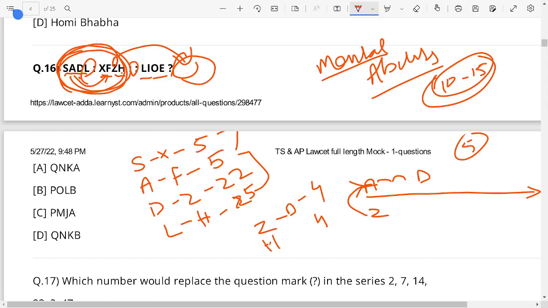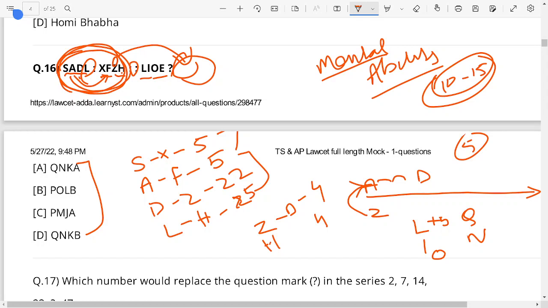So in the same way, if you look at LIOE, if we say L plus, what will be the next five letters? L, M, N, O, P, Q, right? We have Q here, and then we have I, J, K, L, M, N. We have two options, Q and N, right? We are close to the answer. Then let's see O, P, Q, R, S, T.